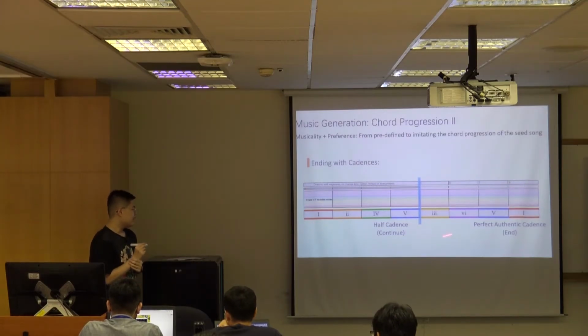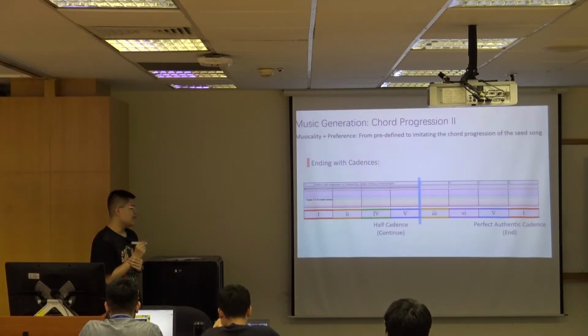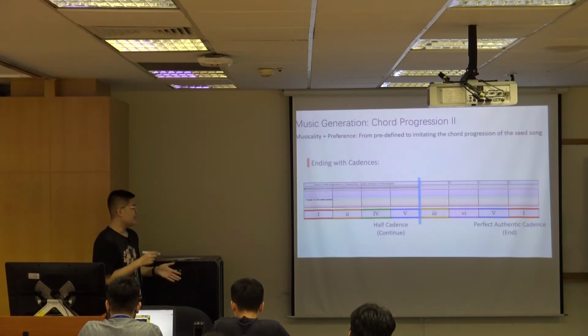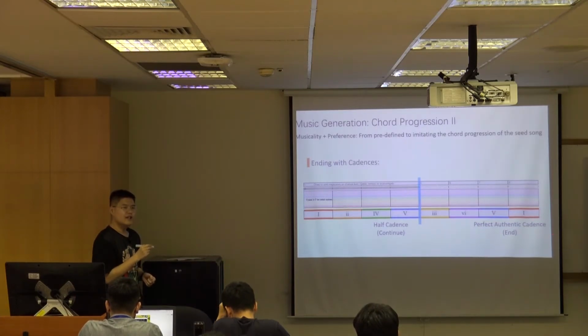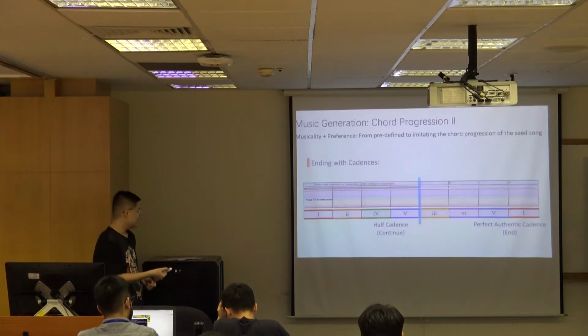Okay, so in this phrase, there are two cadences. Here, the chords 4 to 5 form a half cadence. So when the music goes here, you have a feeling that the music is going to continue and it is not the end of the phrase. And here, the chords 5 to 1 form a perfect authentic cadence. So here, you may have the feeling that this is the end of the phrase. So let's have a listen again.